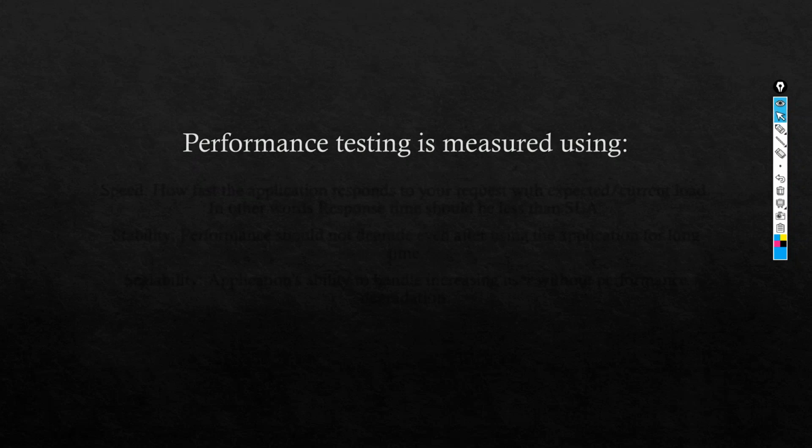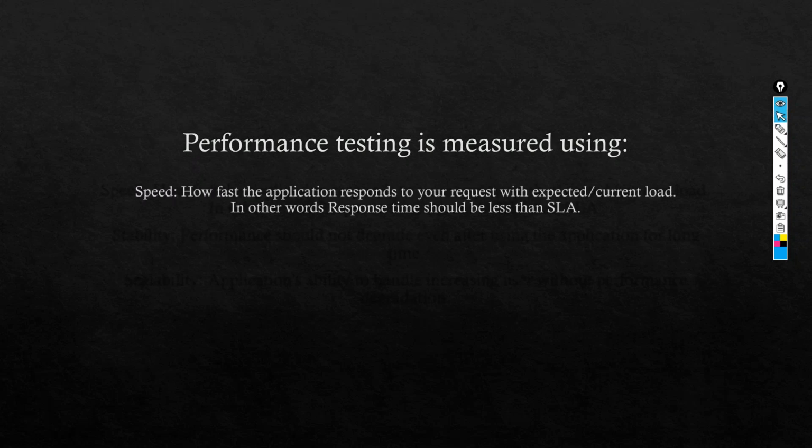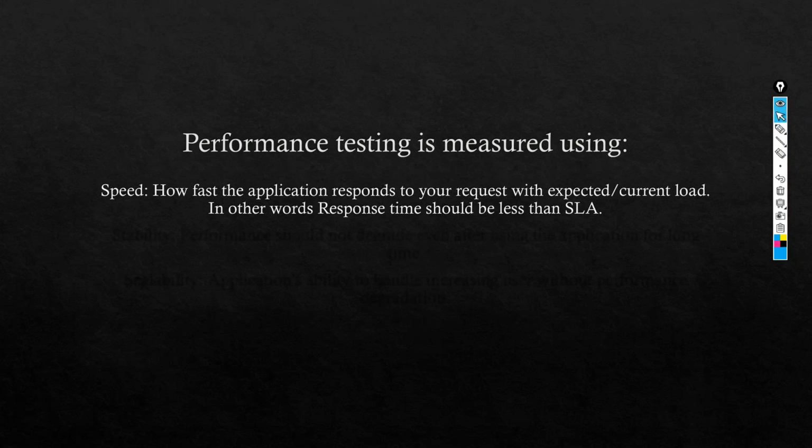Okay, so what is speed? Speed is nothing but how fast the application responds to your request with the expected or current load. Okay, so just now we discussed 100 users accessing a bank website during a peak hour. Generally the bank website peak hour might be, let's say, 10 a.m. to 11 a.m. So in that 10 a.m. to 11 a.m., let's say 100 people are accessing the bank website. That is the peak load. So that will be the current load or the expected load for the load test.